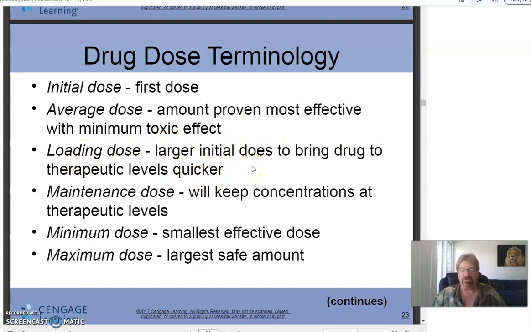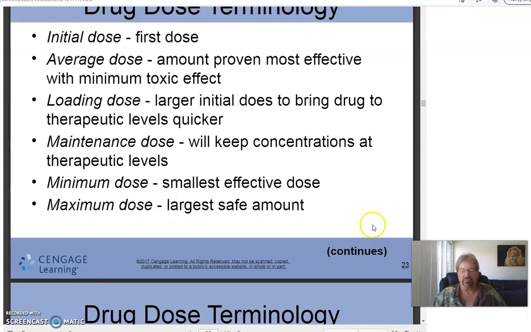Say you have an infection, you go to the doctor, they give you a shot of antibiotics, and then they give you a prescription of pills. Maintenance dose will keep concentrations at therapeutic level. Minimal dose, smallest effective. Maximum, largest safe.